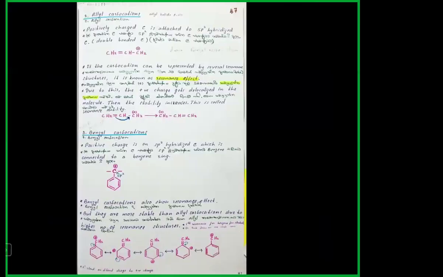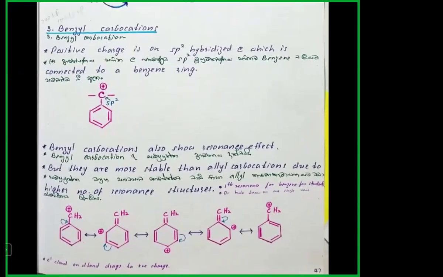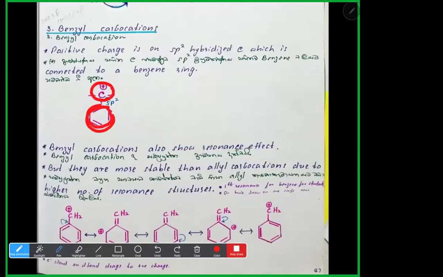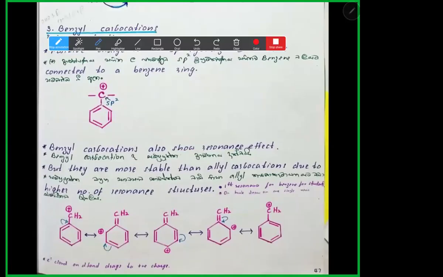Allyl carbocations are more stable because they make resonance. But benzyl carbocations have a benzene ring, with the C plus joined to the benzene ring. Those are very stable, more stable, because this plus charge can delocalize within the benzene ring.